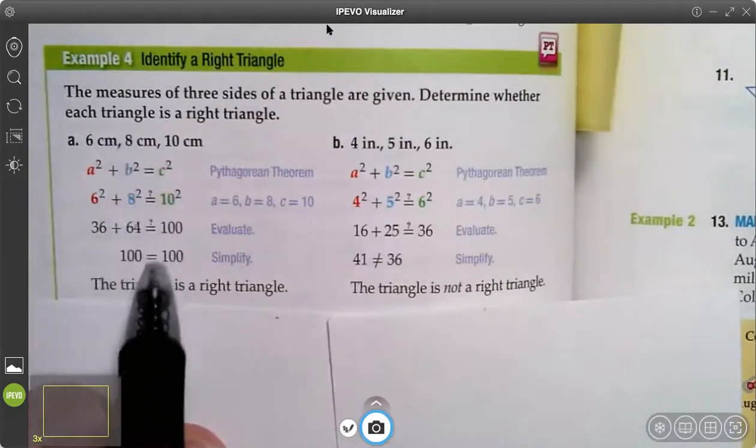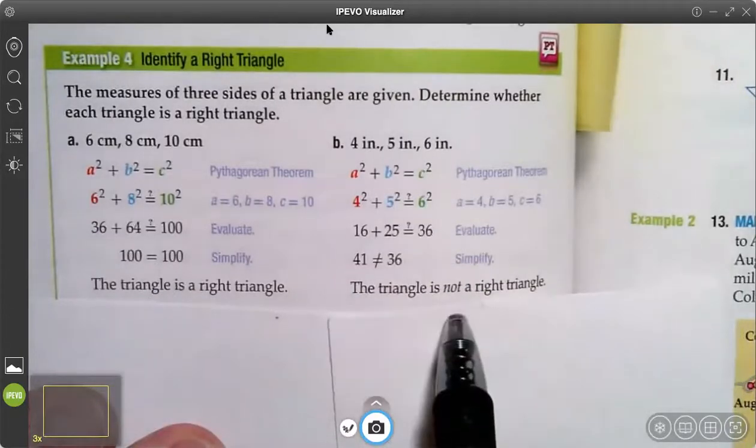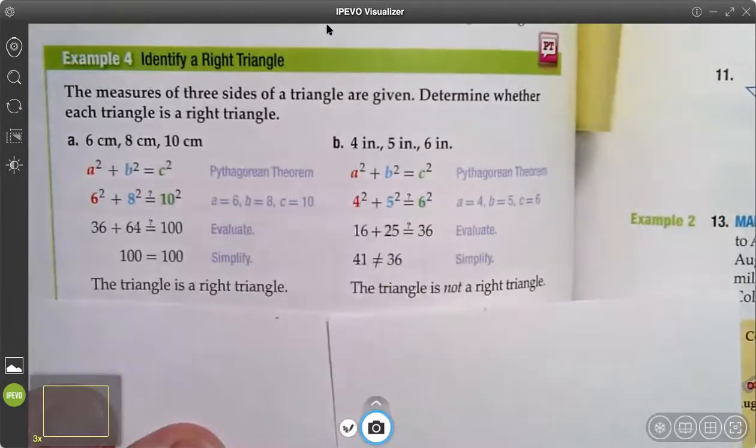If you plug them into the Pythagorean theorem and get a true statement, it's a right triangle. If you get a false statement, it's not a right triangle. And when you do this, you have to remember the biggest number, the biggest side, the longest side is always your hypotenuse. And that's the converse of the Pythagorean theorem.